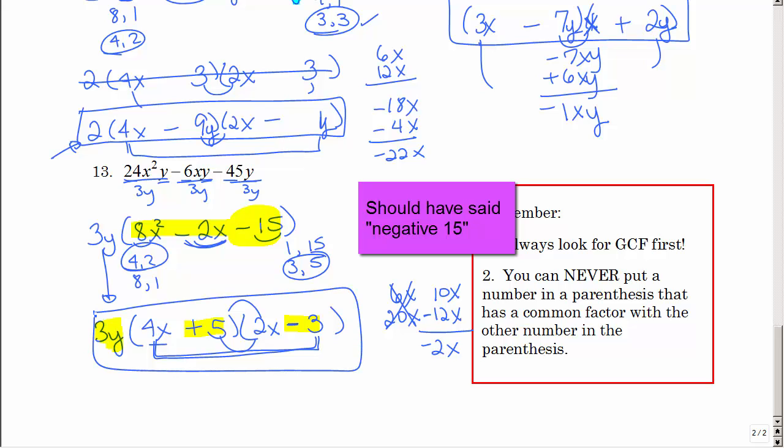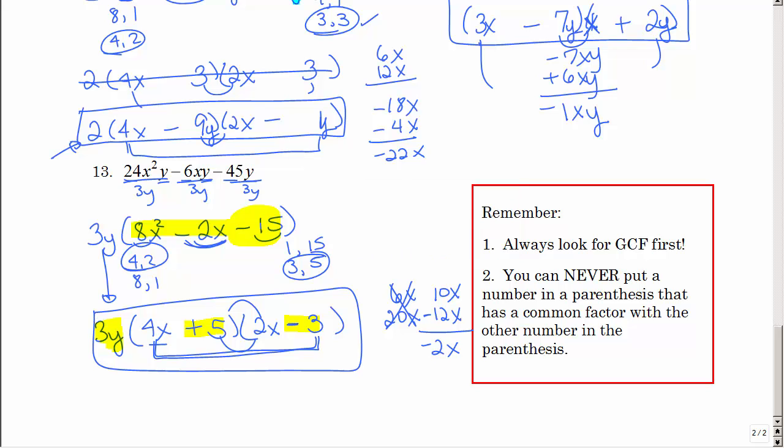Final answer. These just take practice, practice, practice. You're going to always look for that GCF. And then here's my biggest hint to you. You can never put a number in a parenthesis that has a common factor with the other number in the parenthesis. Meaning you can't put a 3 with a 3, a 6 with a 3, a 9 with a 3, a 5 with a 10, because all of those would have common factors.